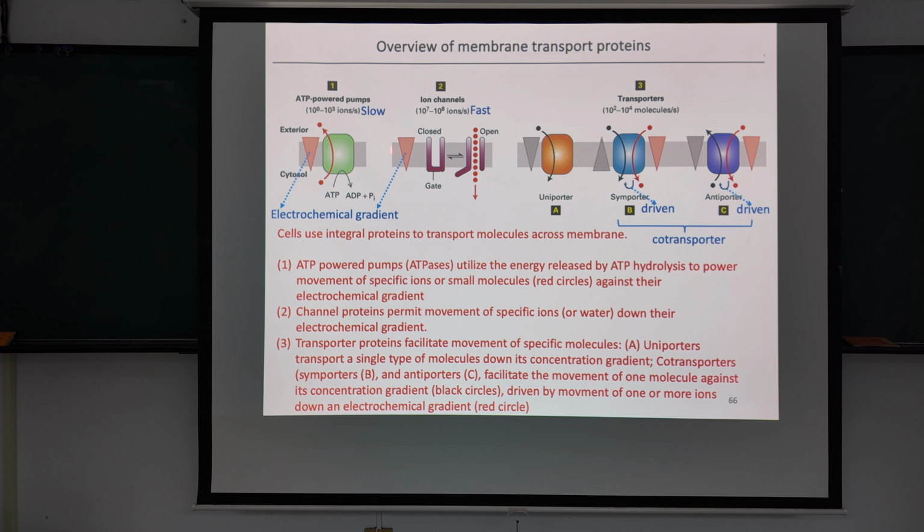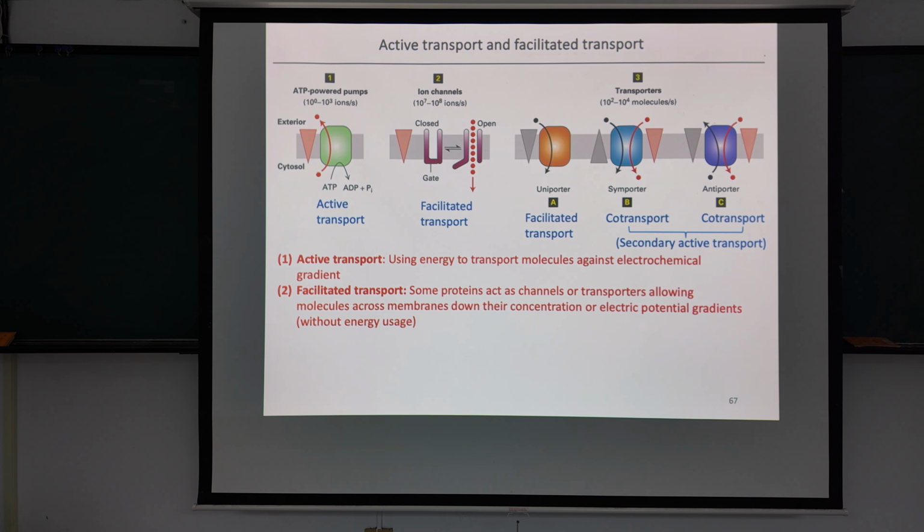But the ATP-powered pump also needs to change its protein conformation, but that conformational change is driven by ATP hydrolysis. Okay. So it depends on whether they need an energy investment or not. If you need energy, we call it active transport. For example, this would be the ATP-powered pump. It is active transport, and these two, which go against the electrochemical gradient to transport molecules, are also called active transport.